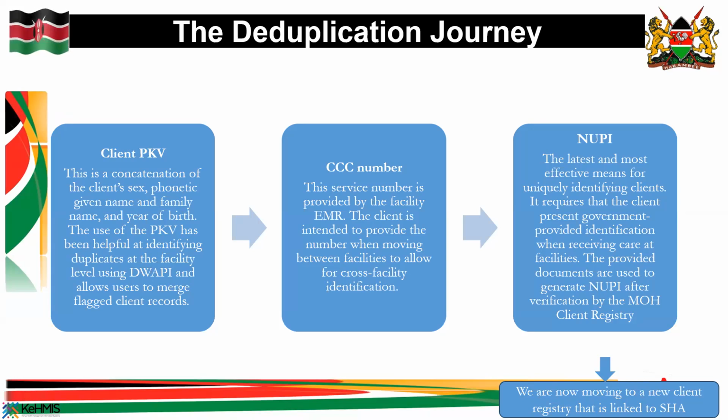From this, the next step in the evolution was the use of the CCC number, which is a service number provided by the facility, and the client is required to move with this number as they seek services from different facilities. This did have its shortcomings, and that is where we ended up having the UPI, which adds on to the CCC number in that it allows for identification of clients across facilities. And this one now also has the backing of the civil registry, allowing us to verify that the patient demographics, things like their names and age of birth, are actually accurate.